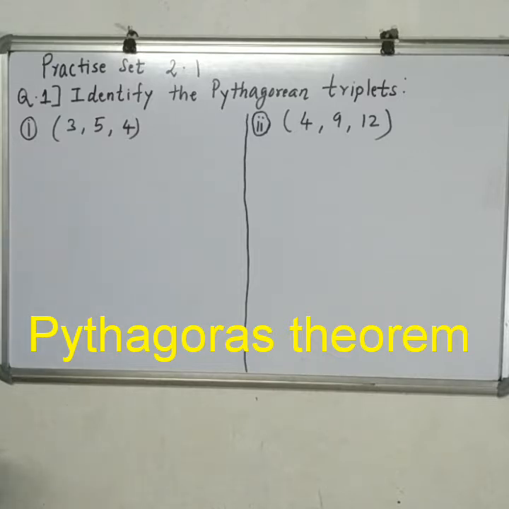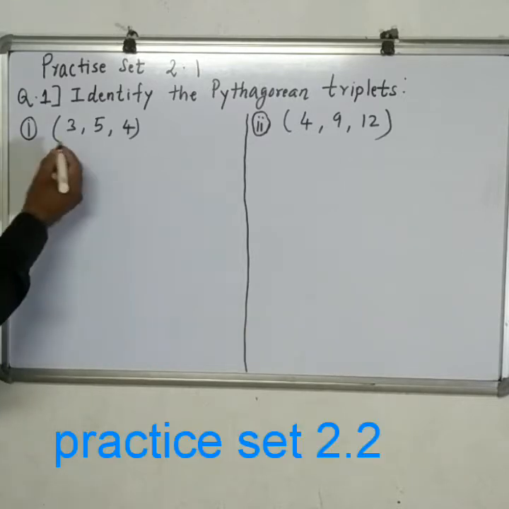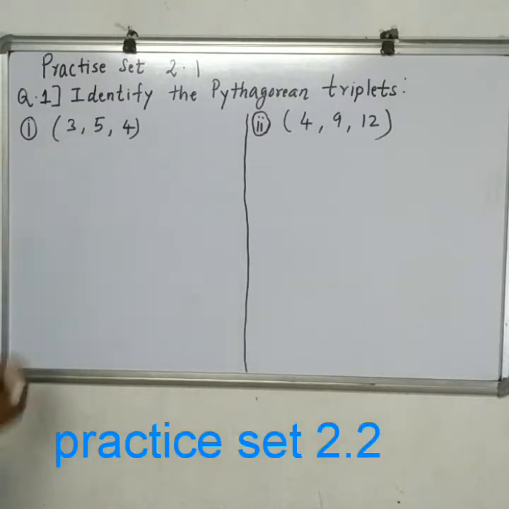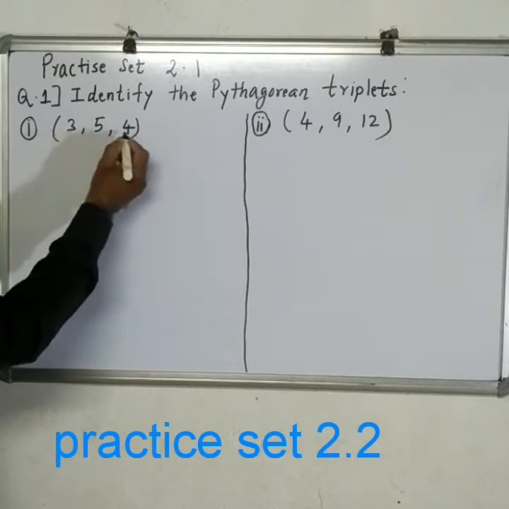So we know that Pythagoras theorem tells us the square of the hypotenuse is equal to the sum of the squares of the other two sides. Now here the hypotenuse is the greatest side. If in this triplet which is given, 3, 5, 4, the square of the greatest side is equal to the sum of the squares of the other two sides, then it is a Pythagorean triplet, else it is not a Pythagorean triplet. So let us see 3, 5 and 4.